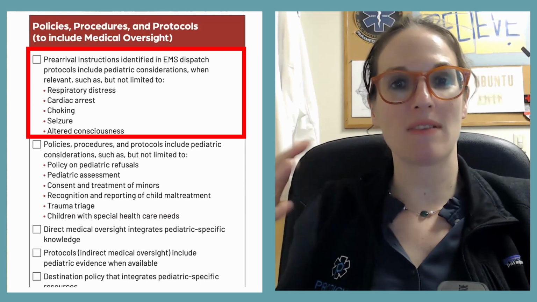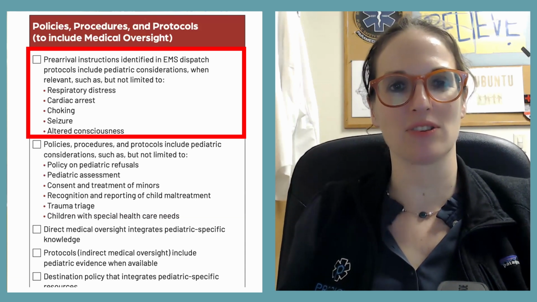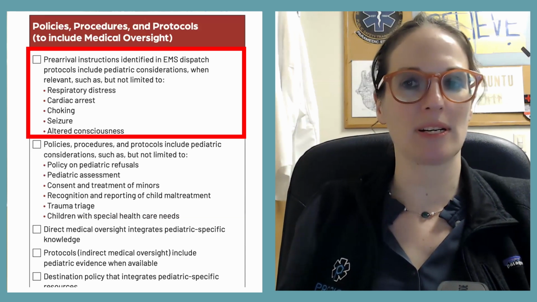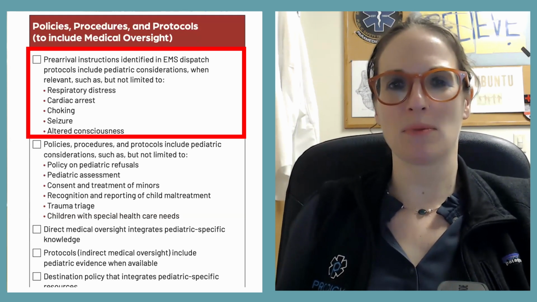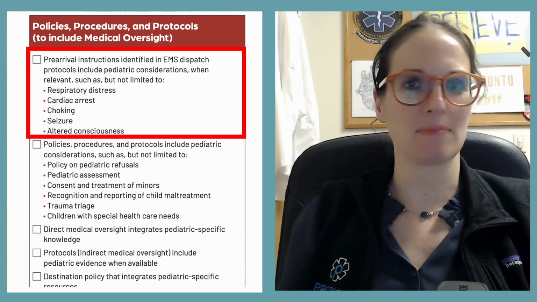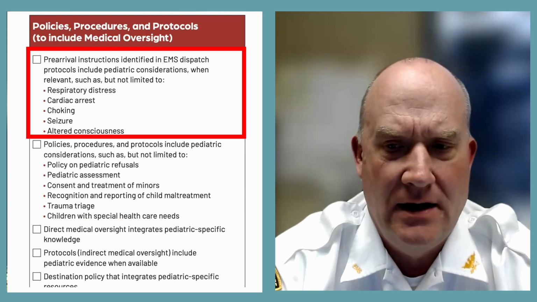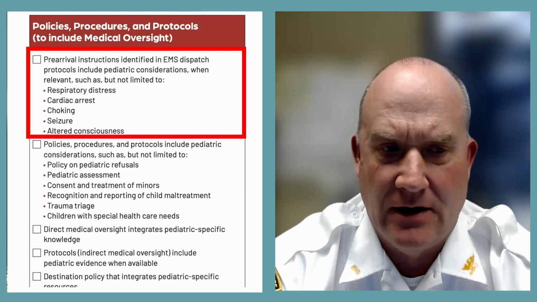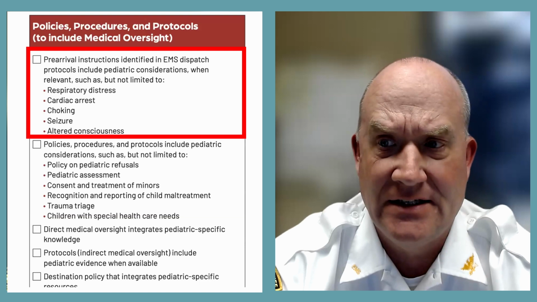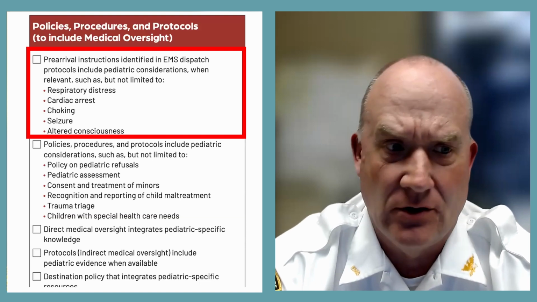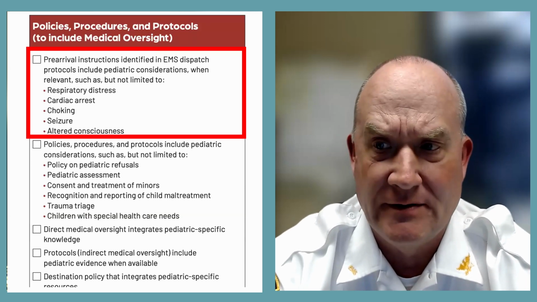Dispatch, which is pre-arrival instructions identified in EMS dispatch protocols include pediatric considerations when relevant. So for respiratory distress, cardiac arrest, choking, seizure, consciousness. Can you give me an example of what it would mean to have a pediatric consideration in my dispatch protocol? I think it would be specific to the instructions you're giving. So we know if they're giving instructions for rescue breathing, choking management, or chest compressions, there's a difference in rates and technique between infant and children and adult. So I'd say the pediatric specific would address the differences from what we would tell them to do for an adult patient.